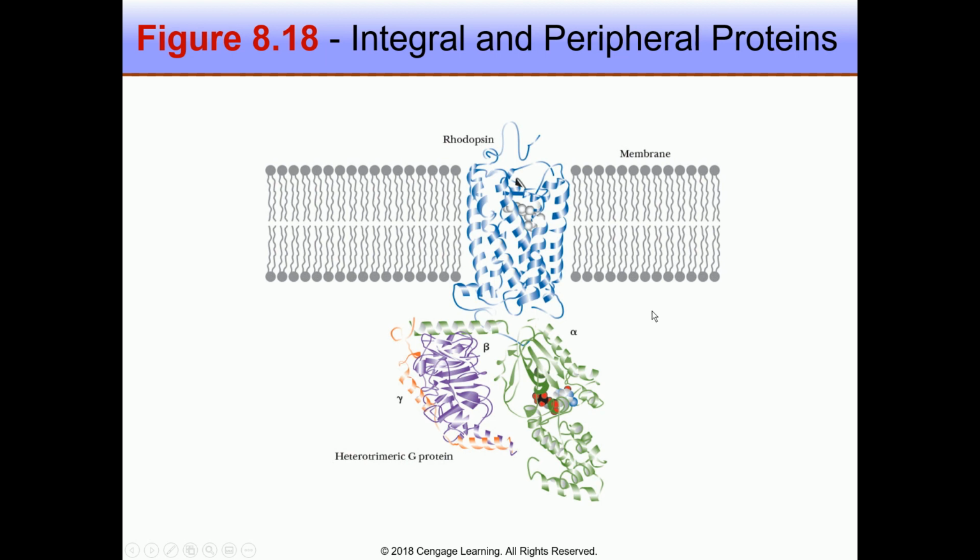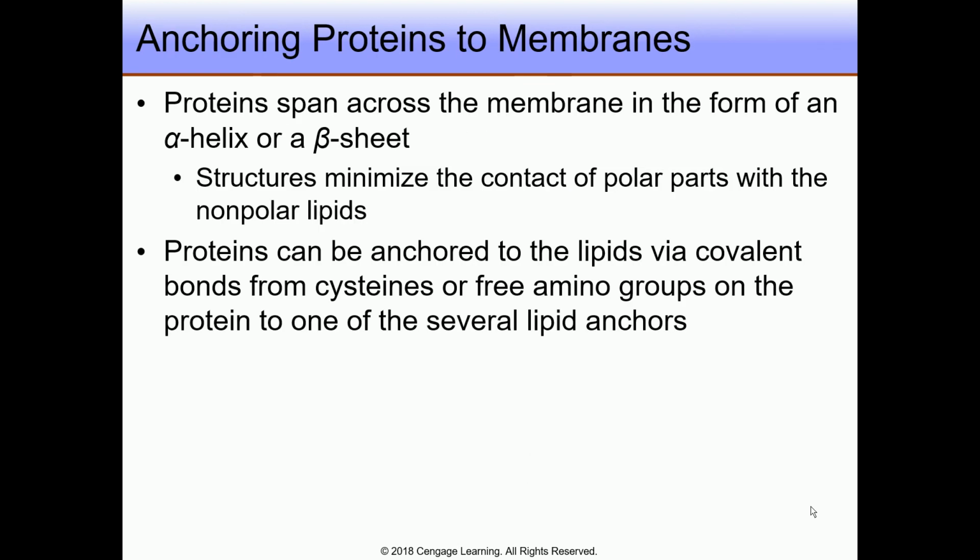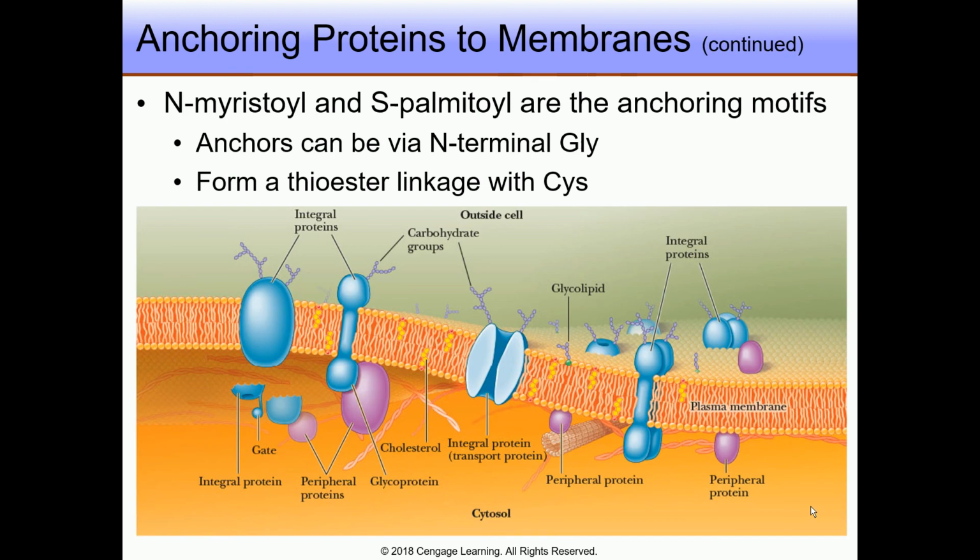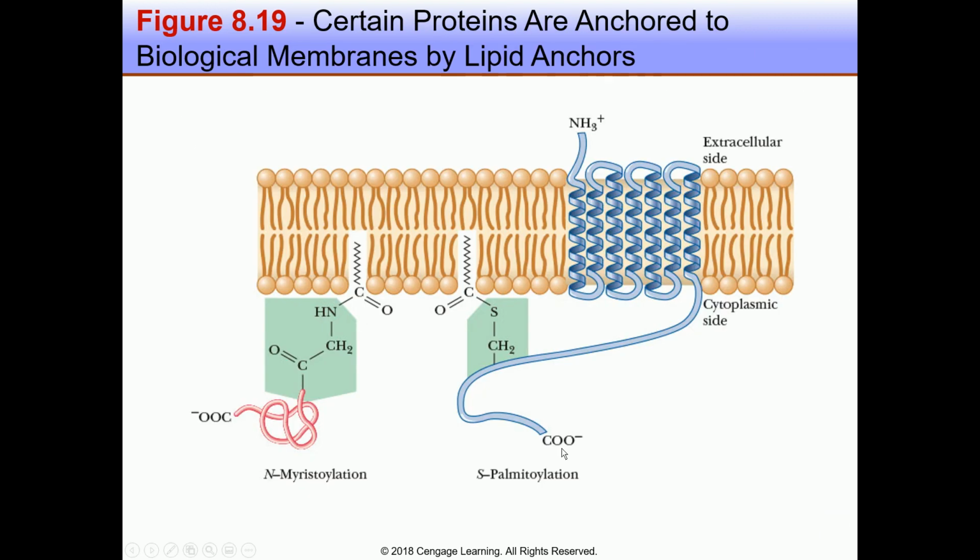And on the other hand, this is a heterotrimeric G protein. It has three different subunits: alpha, beta, and gamma. This is not part of the phospholipid bilayer. It's outside the phospholipid bilayer. So this is a peripheral protein, and this is an integral membrane protein. And there are some proteins which are anchored to some of the lipids present in the membrane. These are called lipid anchored proteins.